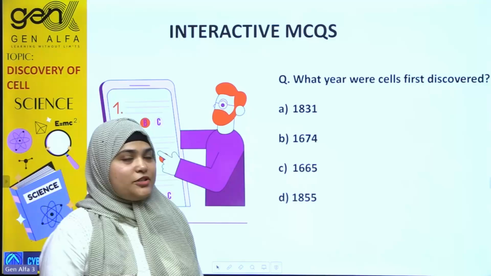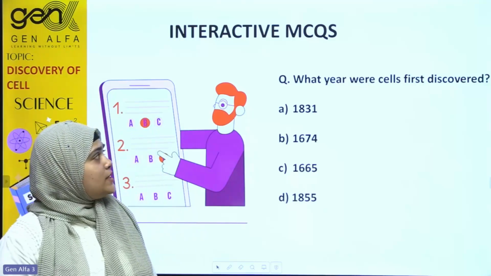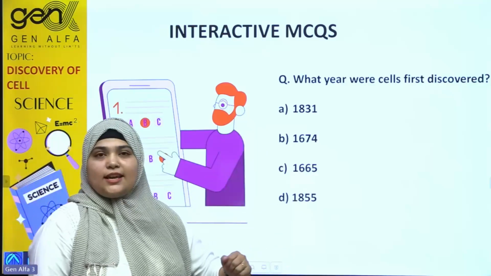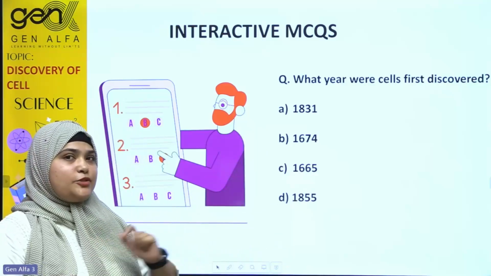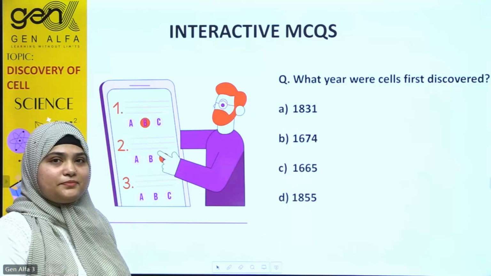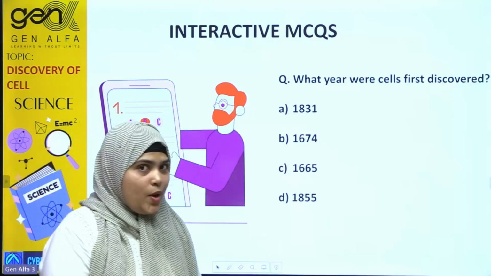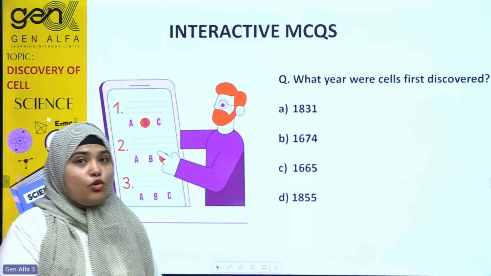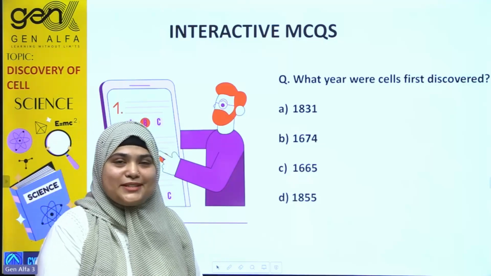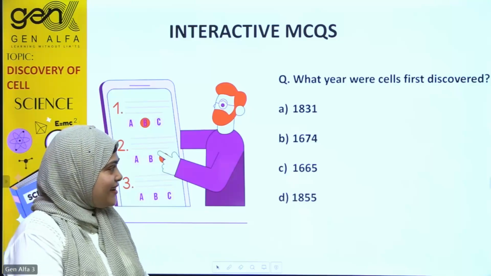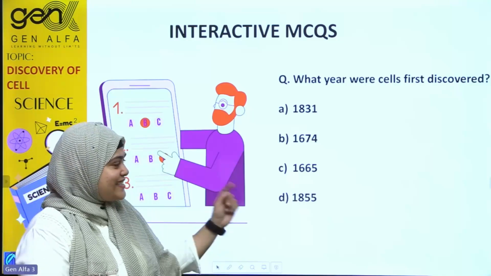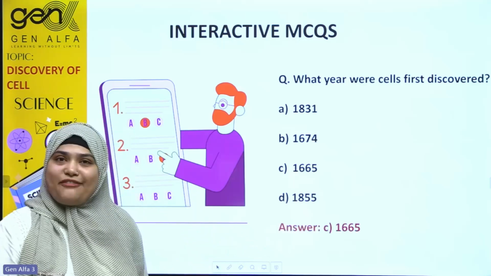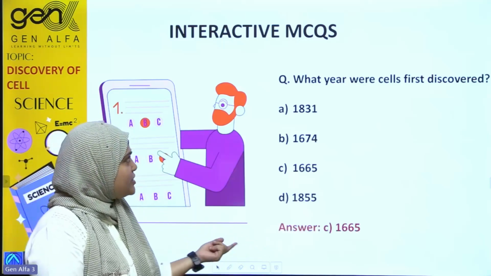Multiple choice questions. The very first question is, what year was the cell first discovered? These are your options, and I'm giving you students 10 seconds to answer this question. Do it fast, very easy. Don't shout in the class, okay? Because your teacher is also there. And the answer is, yes, it's C, 1665.